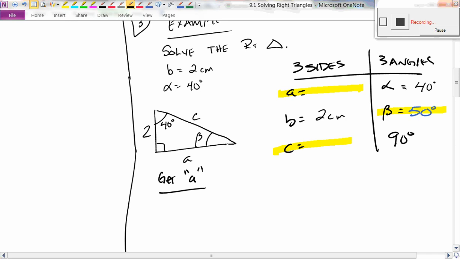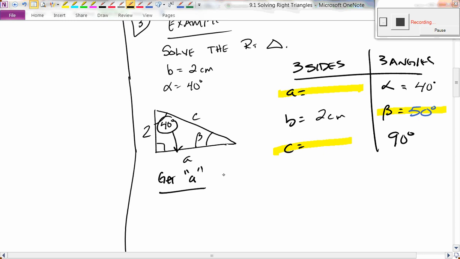Nope, don't have to do that. Which angle do you guys want to do? Doesn't matter, we know both of them. Pick one. 40? Okay, fine. So if this is the angle we're working with, the 40-degree angle, what side is the A? Opposite, hypotenuse, or adjacent? Opposite.